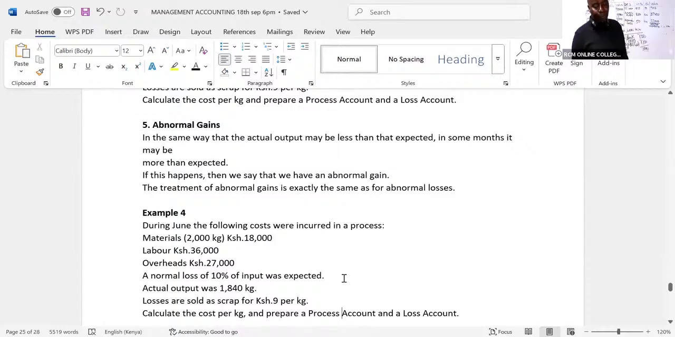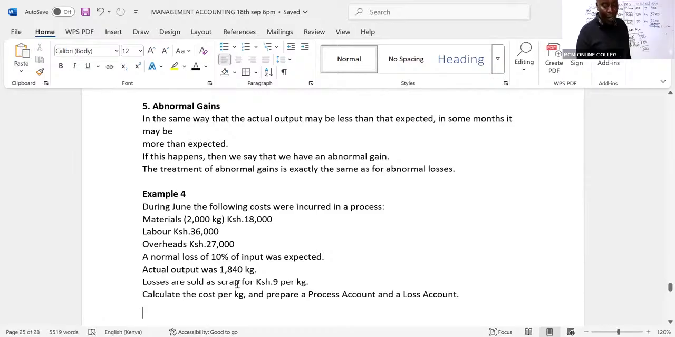So then I will go to example number 4 before I start looking at your past papers, ladies and gentlemen. Example number 4: during June, the following costs were incurred in a process. Materials 18,000, labor cost 36,000, overheads 27,000. A normal loss of 10% of input was expected. The actual output here was 1,840. Losses are sold as scrap for 9 per kilogram. They want me to calculate the cost per kilogram and prepare a process account, and actually it's supposed to be an abnormal gain account. I'll change that later.